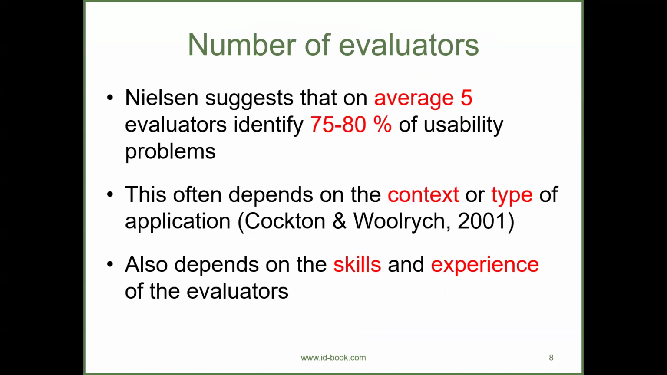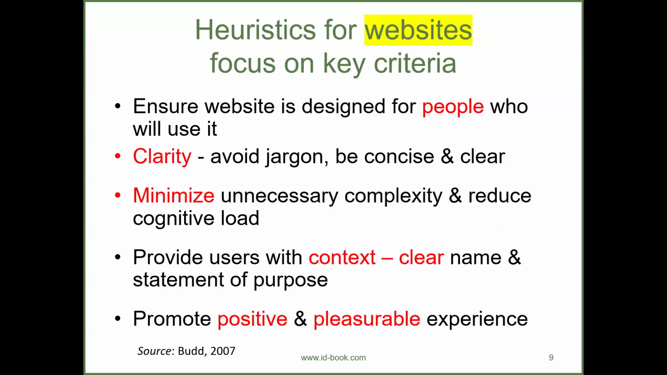So, as we noticed, an average of 5 users can identify up to 80% of usability problems. This also depends on the context and the type of application being evaluated. It also depends on the skills and experience of the evaluators. If you have experienced or skillful evaluators, then you can identify 80% of usability problems with an average of 5 users. So that's about the evaluators.